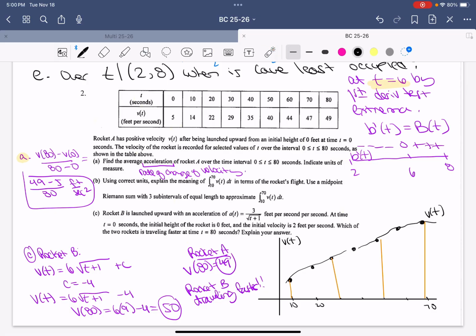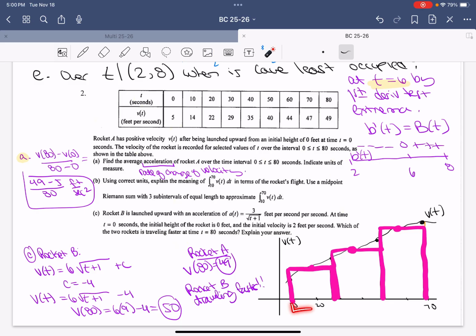But this is asking me for a midpoint Riemann sum, which means I want to go to the middle of each interval and draw a rectangle like this. I'll make it a little bit fatter. So here is the first rectangle, midpoint Riemann sum. Here's the second rectangle. Here is the third rectangle, okay? And each of these widths, of course, is 20.